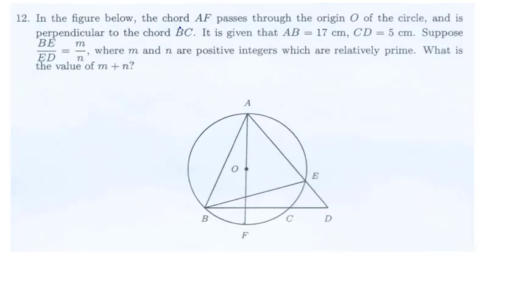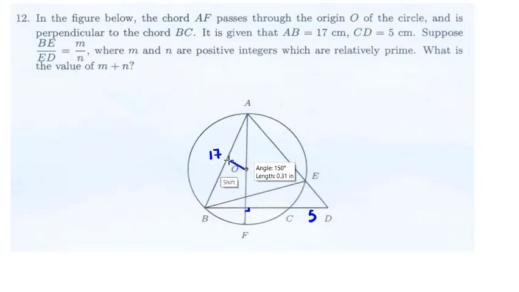In the figure below, the chord AF passes through the origin O of the circle and is perpendicular to the chord BC. So it's perpendicular. It is given that AB is 17 and CD is 5. Suppose BE over ED is M over N, where M and N are positive integers which are relatively prime. What is the value of M plus N?